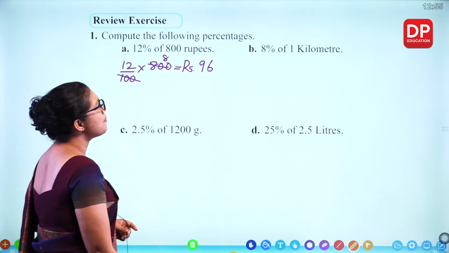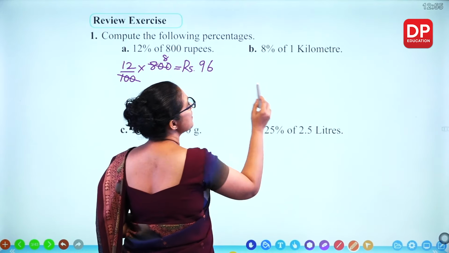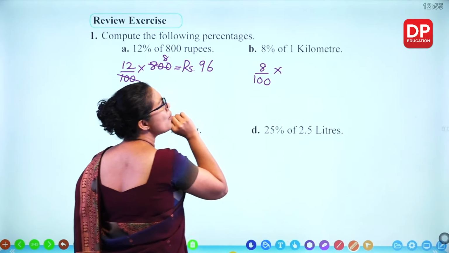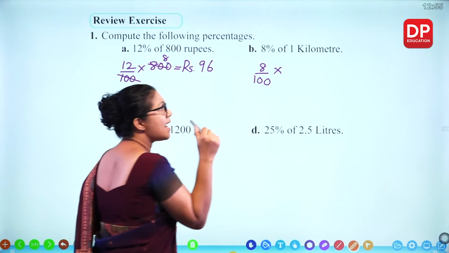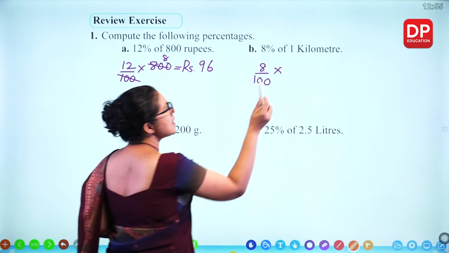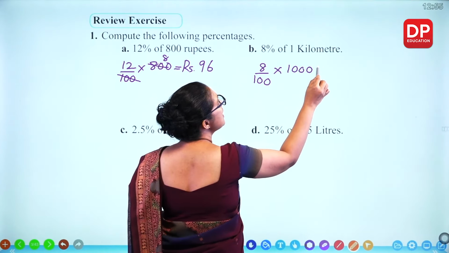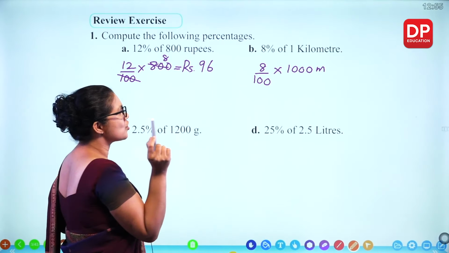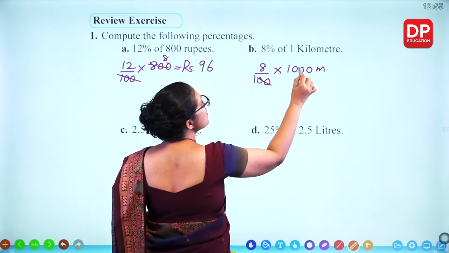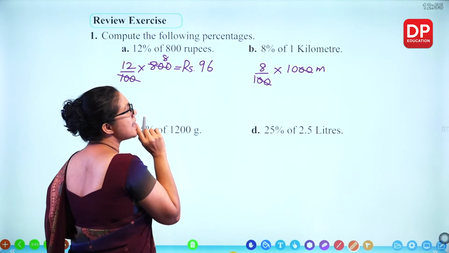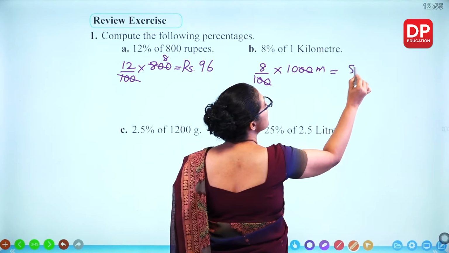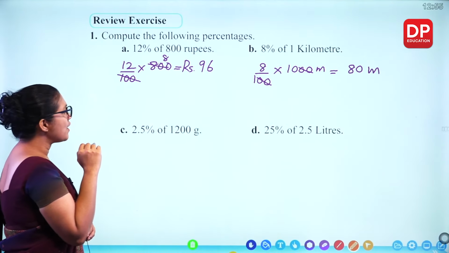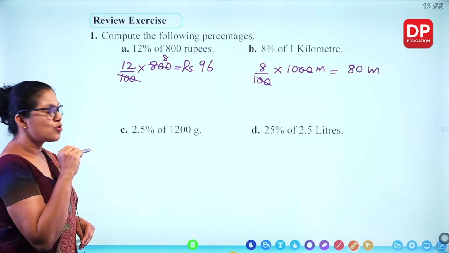Second one, 8% of 1 kilometer. So 8% means 8 over 100. 1 kilometer we'll take as meters, 1000 meters. It's easy to simplify, otherwise you are getting a fraction. 2 zeros get cancelled out. 8 times 10, 80. So what's the unit? 80 meters.